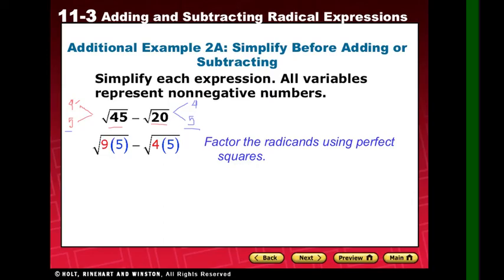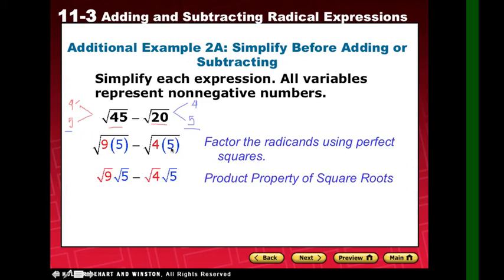So, factor the radicals using perfect squares. This is what we got: 9 and 5, and 4 and 5, because 9 times 5 is 45 and 4 times 5 is 20. What is the square root of 9? The answer is 3. What is the square root of 4? The answer is 2. This is called the product property of square root. We take out square root of 9 and square root of 4. Simplifying, square root of 9 is 3, so we have 3 square root of 5 minus 2 square root of 5.